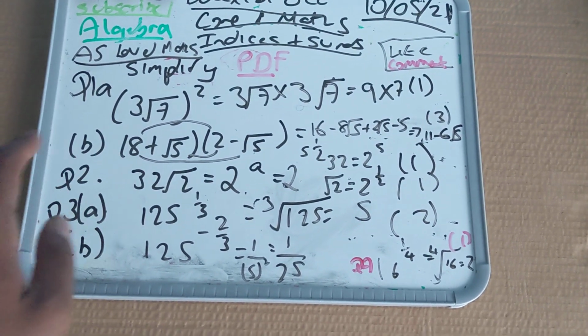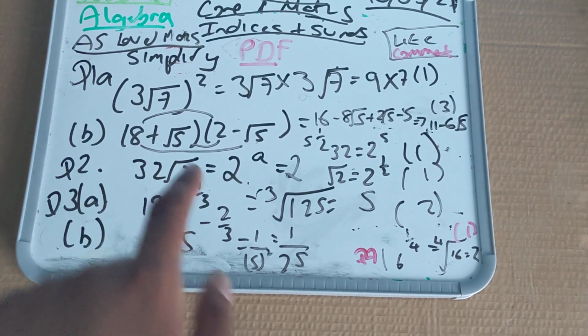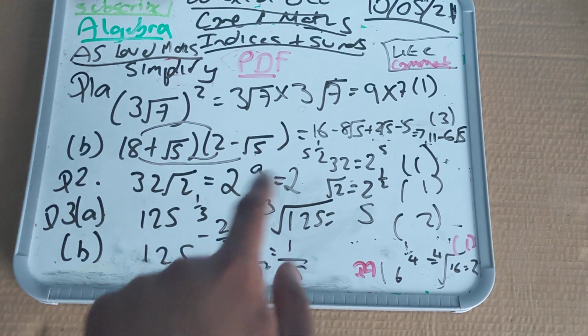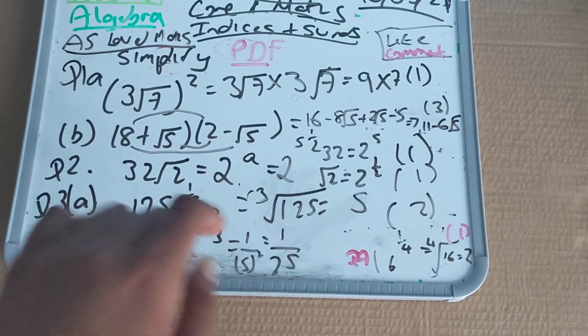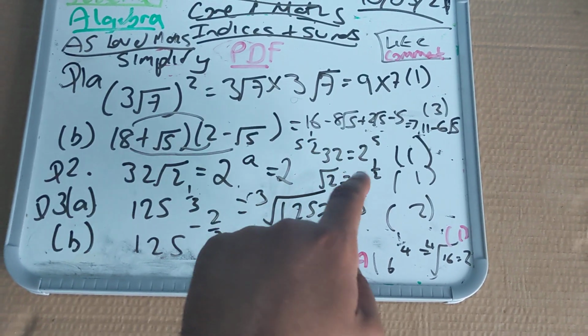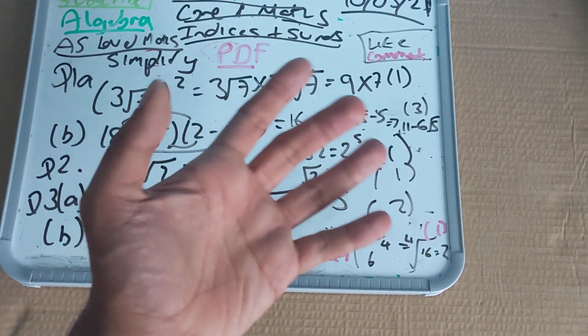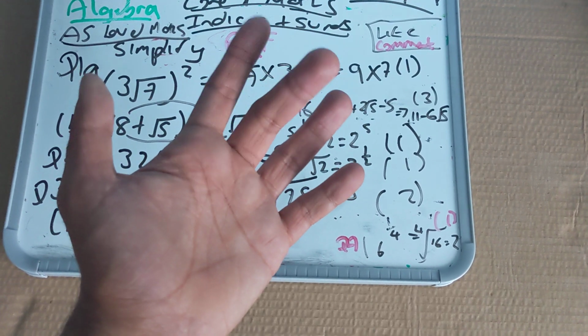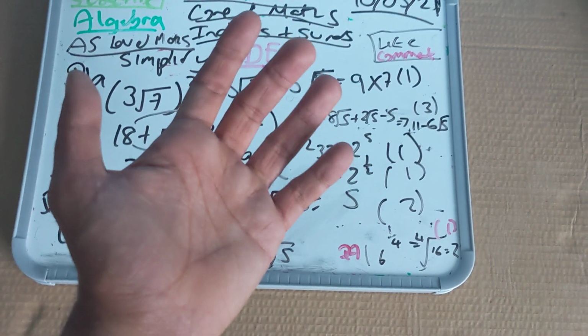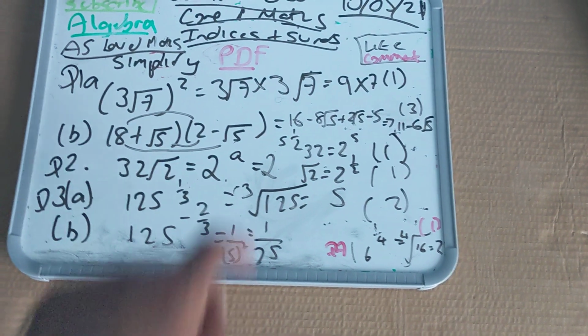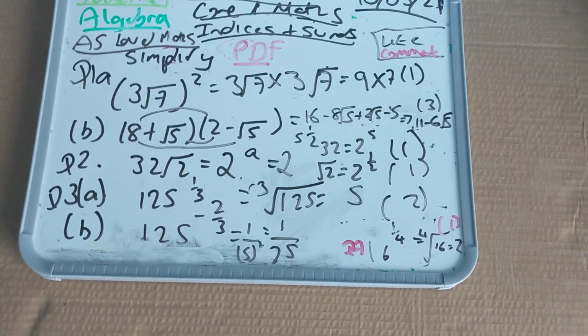Question 2. Write 32 root 2 as 2 to the power of a, where a is a number. 32 is written as 2 to the power of 5. 2 to the power of 5 means 2 times 2 times 2 times 2 times 2. 2 times 2 is 4, 4 times 2 is 8, 8 times 2 is 16, and 16 times 2 is 32. So 32 equals 2 to the power of 5.